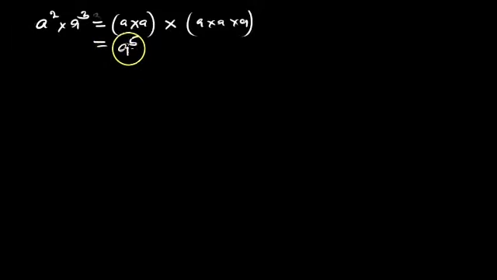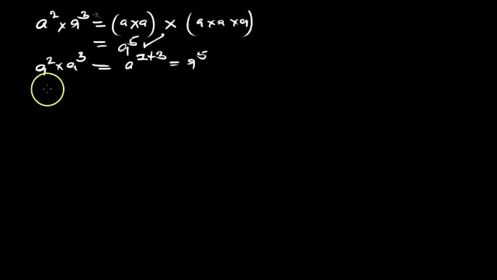Now, if you look at it carefully, you see that this is a raised to power 2, and 2 plus 3 is equal to what? Is equal to 5. So I can conclude that a raised to power 2 times a raised to power 3 is the same thing as a raised to power 2 plus 3. That's a raised to power what? 5. The same thing as what we have up here.